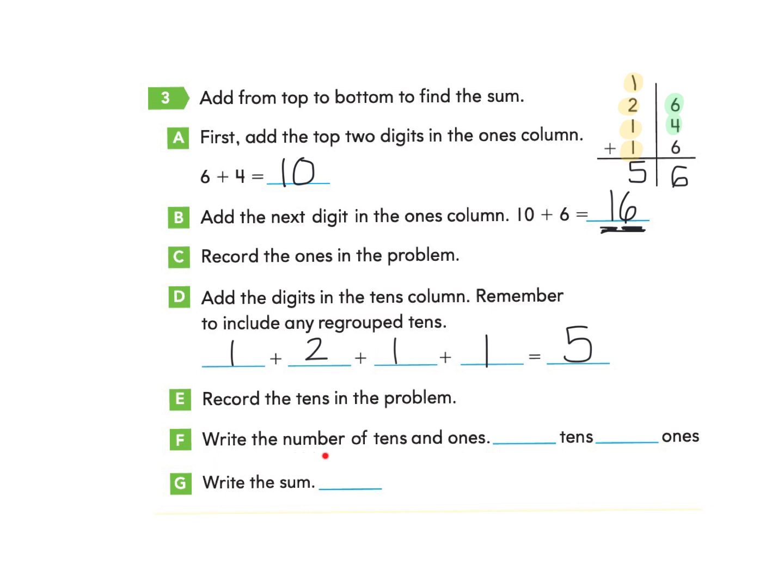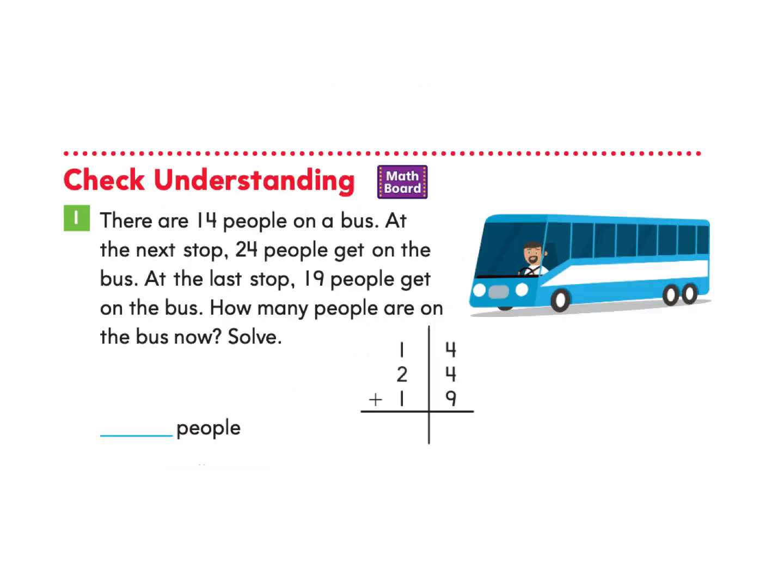Now we are going to write the number of tens and ones. How many tens do we have and how many ones do we have? That's right, we have 5 tens and 6 ones. So we can write the sum. When we add this equation, we get the answer 56. Nice work.